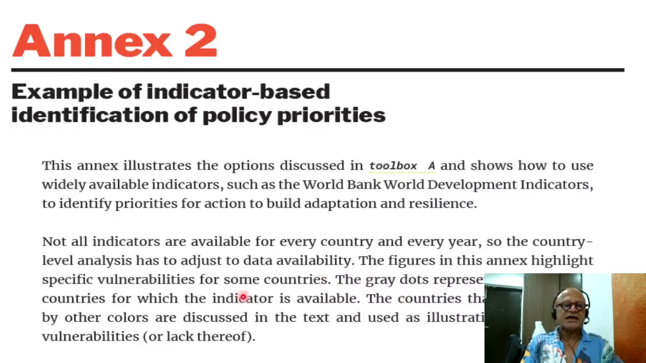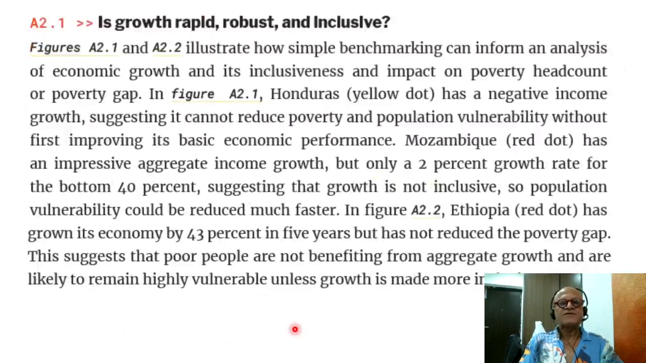The figures in this annex highlight specific vulnerabilities for some countries. The gray dots represent the full set of countries for which the indicator is available. The countries that are identified by other colors are discussed in the text and used as illustrations for specific vulnerabilities or lack thereof. So let's look at A2.1.